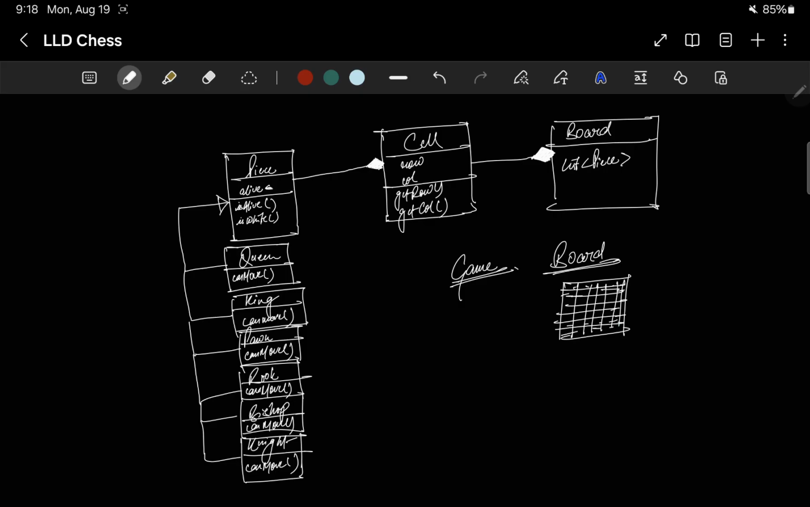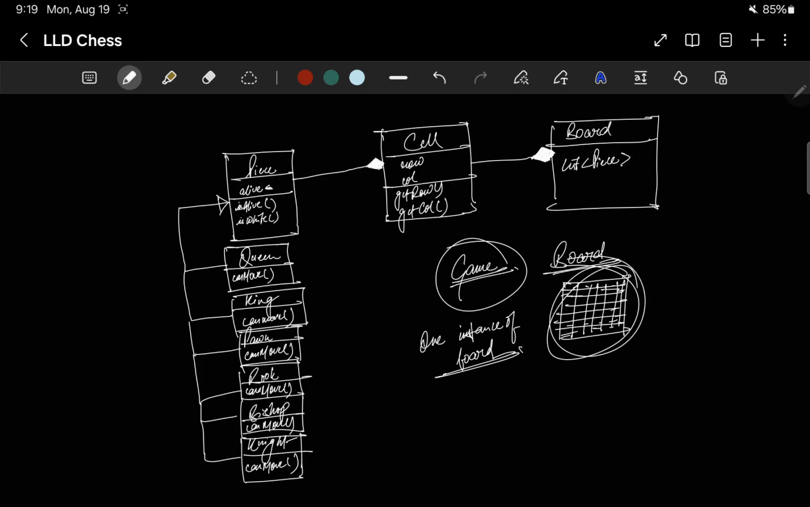But if you see one thing, throughout the duration of this particular game, there will only be one board. There will only be one instance of the board. So this is something which your interviewer can ask you. How will you make sure that there is only one instance of the board? For that, you will have to use singleton design pattern.